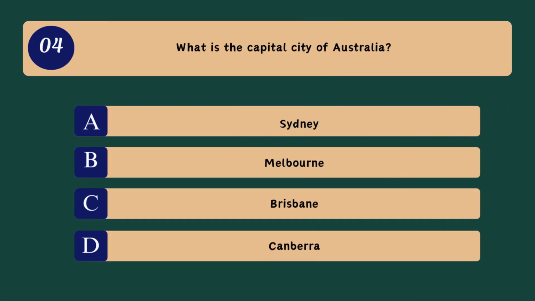Question 4. What is the capital city of Australia? A. Sydney. B. Melbourne. C. Brisbane. D. Canberra.